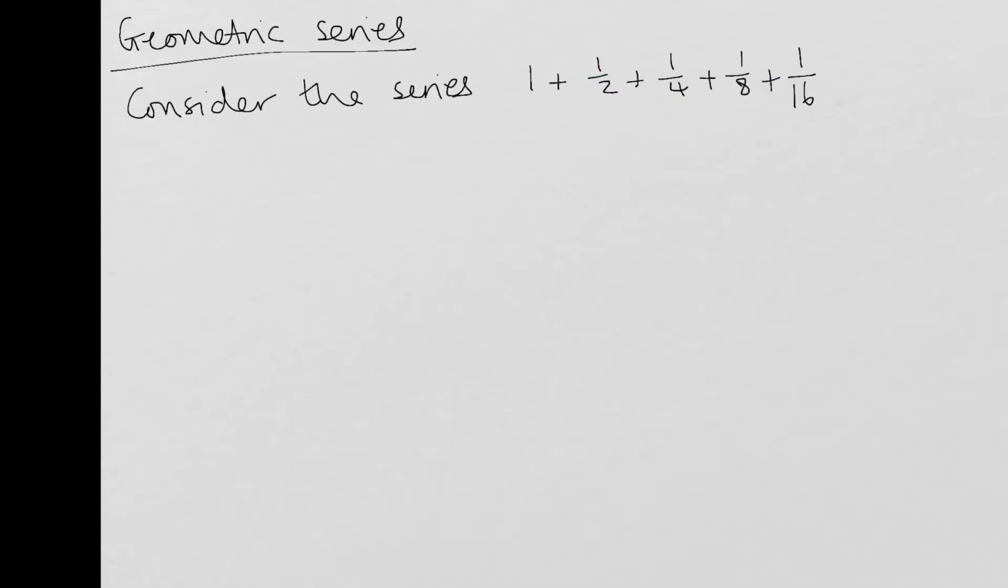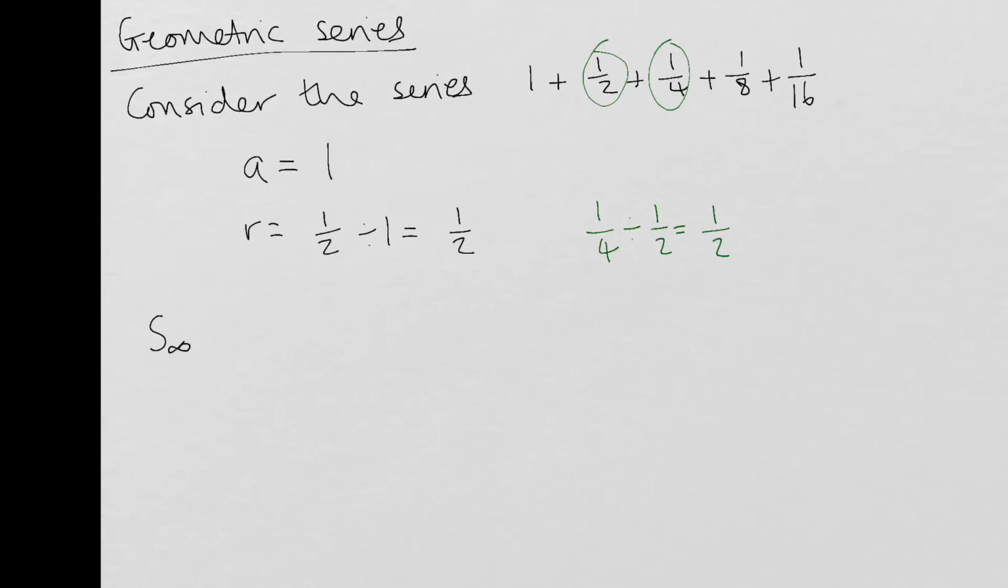Now let's consider a slightly different example, the following. So I've got this series 1, a half, a quarter, an eighth, a 16th. So again, let's do the same thing. The first term is going to be 1, and the common ratio, if I have a look at a half and divide that by 1, I'll get a half. Or if I'd taken the next terms, a quarter divided by a half, I'd get the same, I'd get a half.